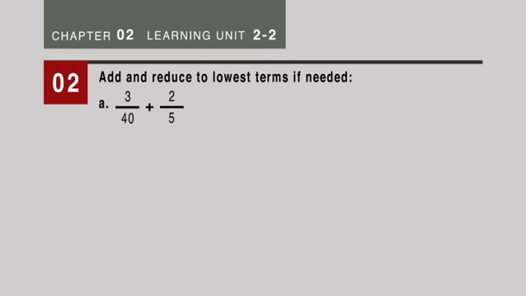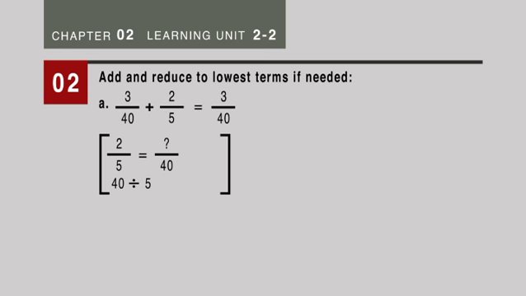Number 2, we're going to add and reduce to the lowest terms if needed. We're going to add 3/40ths plus 2/5. So we've got to put them in the same terms. So 3 over 40 and 2 over 5, we've got to change 2 over 5 to something over 40. So we bring over the 3 over 40, and we figure out how many times 5 goes into 40. That goes in 8 times, so we're going to take 8 times 2, which is 16. 3 over 40 plus 16 over 40 leaves us with 19 over 40, or 19/40ths.